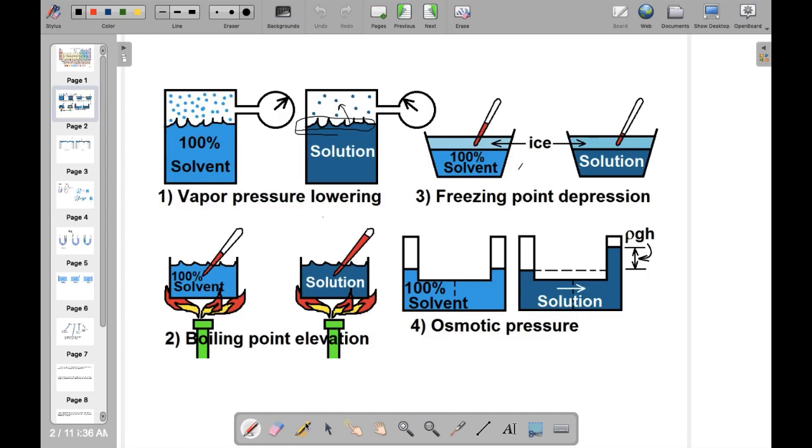Whew. That seemed like a lot of talking for a somewhat easy explanation. Let's go into freezing point depression.